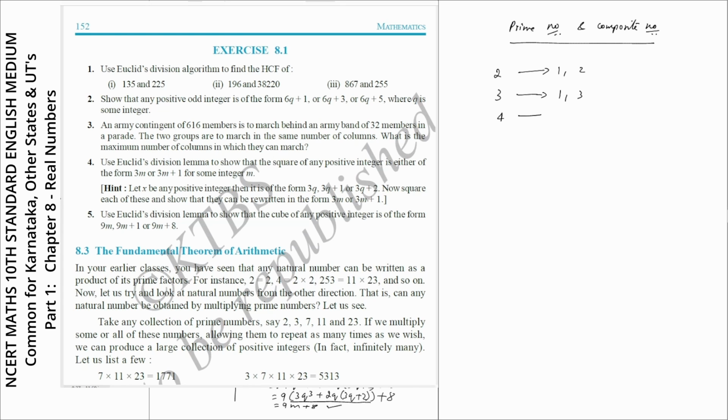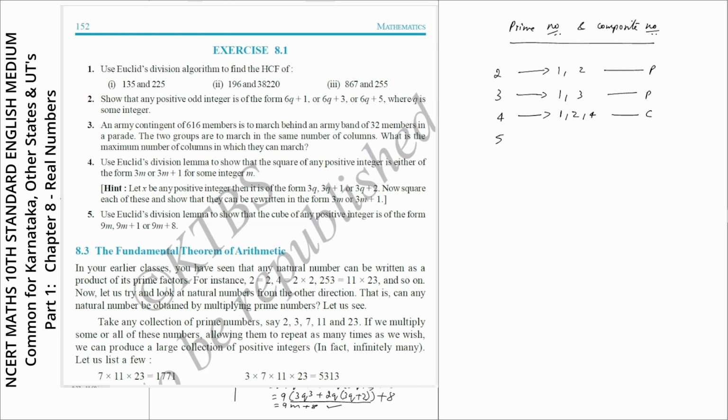But if you take 4, 4 is not a prime number, because 1 is a factor of 4, 2 is a factor of 4, and 4 is a factor of 4. Apart from 1 and itself, it has a factor of 2 also. So what is a factor? Factor means it should divide the given number. So 2 divides 4, right? So apart from 1 and 4, 2 is also a factor of 4. Therefore 4 is not a prime number. 4 is a composite number. So 2 and 3 are prime numbers, 4 is a composite number.